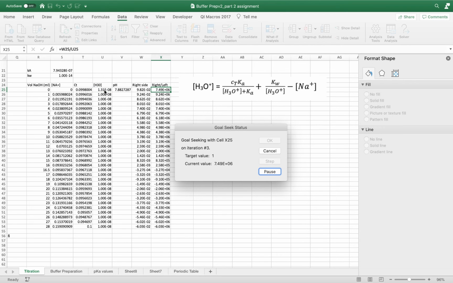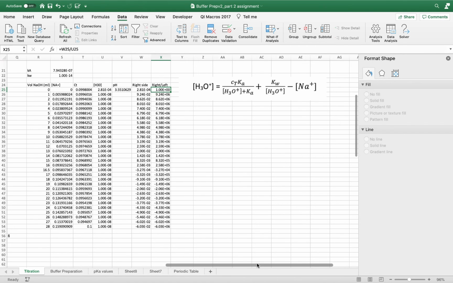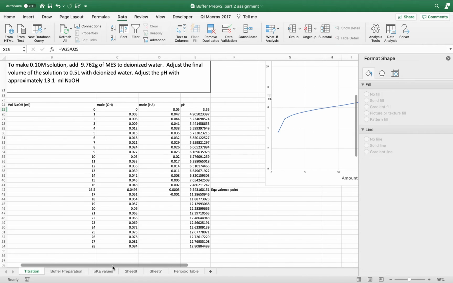And when I do that, I watch my right-hand side adjusting as it adjusts my H+. It stops when it converges on the value where your right-left side is equal to 1. And it gives me my pH. So my pH here is 3.55. Let's check it based on what I calculated on the other side, and it's exactly the same value.